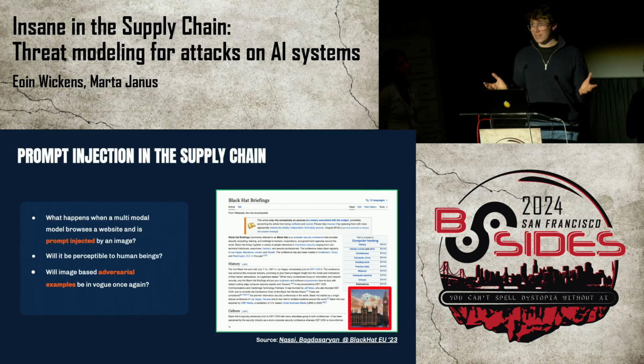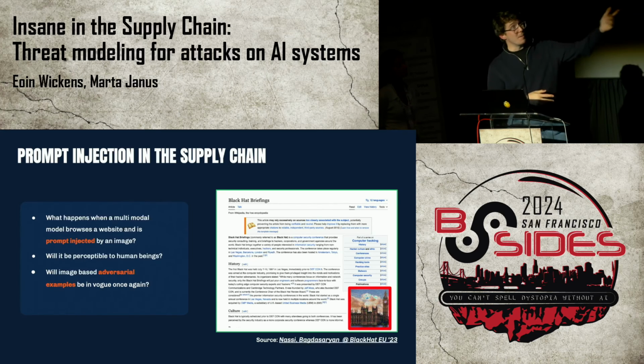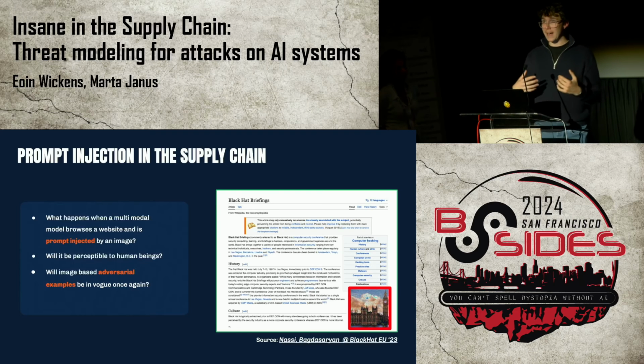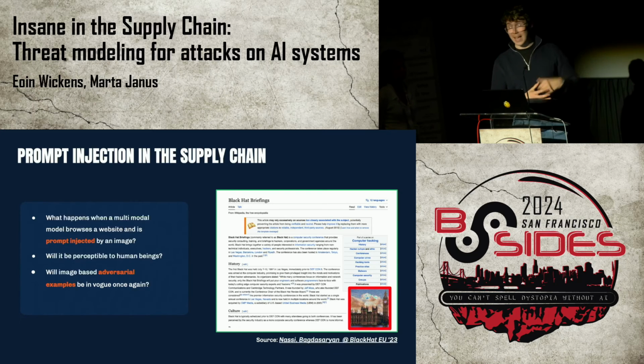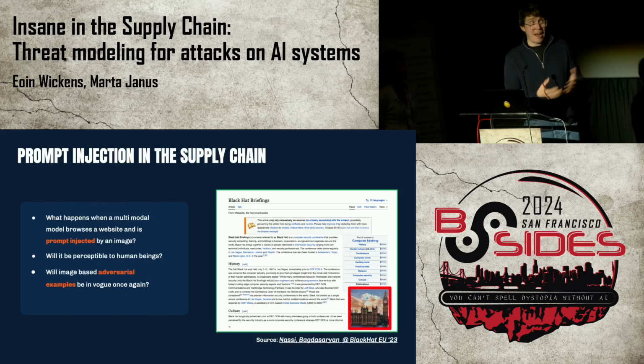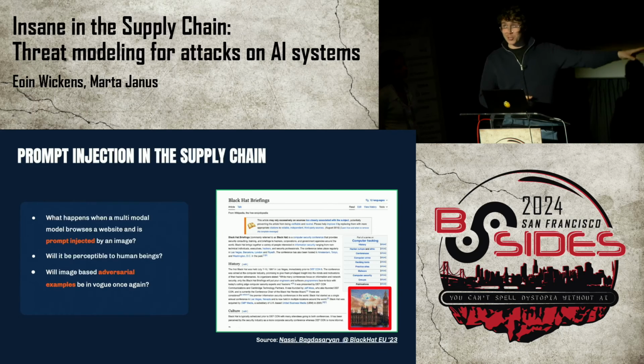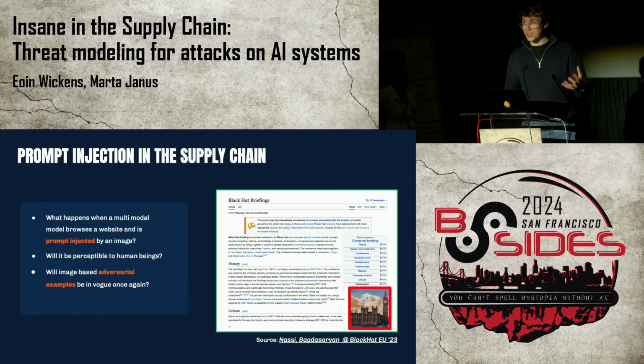So what happens if you have a website which hosts some of these images, such as what Bagdasarian and Nasi described at Black Hat EU this year? If you upload, let's say, a compromised image to a place like Wikipedia and an AI-enabled chatbot browses that, well, then what happens if this accidentally prompt injects the model? And will image-based adversarial examples be in vogue once again? And how do we threat model for this? This is an open question, but really interesting when we think of a real AI-enabled world.